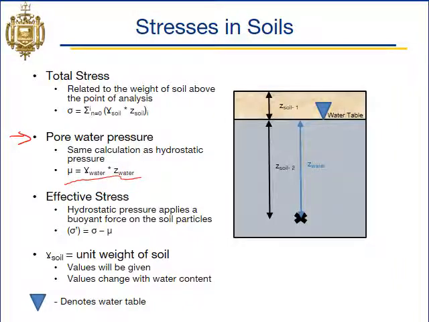We use this symbol here, mu, for pore water pressure. That's equal to the gamma of the water, and we typically use gamma of fresh water times the depth of water. All right, so we'll use this picture here on the right to look at this. If we're analyzing the pore water pressure at this point x, right, we know what gamma fresh water is. That's 62.4 pounds per cubic foot, right? And if we know what this depth is here, we call this depth z water, then we can calculate the pore water pressure.